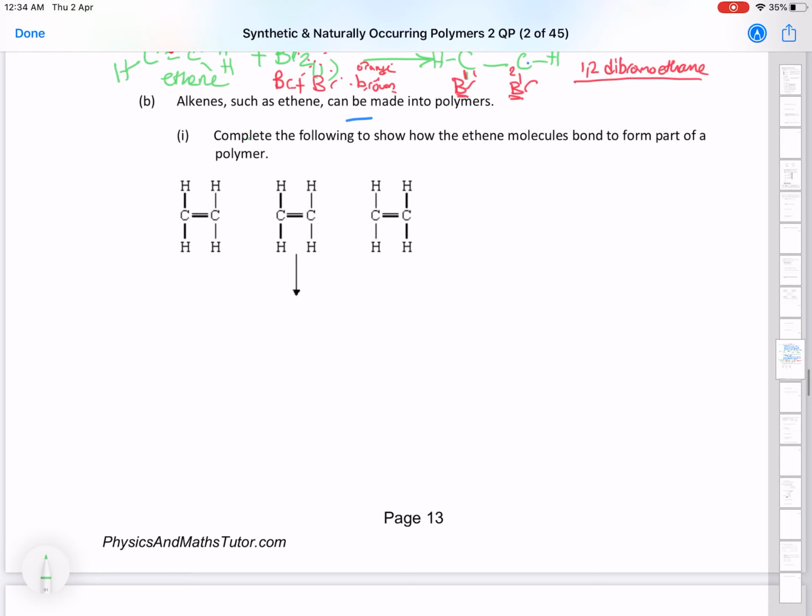Alkenes such as ethene can be made into polymers. Complete the following to show how ethene molecules bond to form part of the polymer. That's a piece of cake question, as I always say on the polymerisation. When they give you the monomer and they want you to end up writing the polymer, all we need to do simply is break the double bond, joining the monomers. That's it. So that's exactly what I'm doing. I'm breaking the double bond for each one.